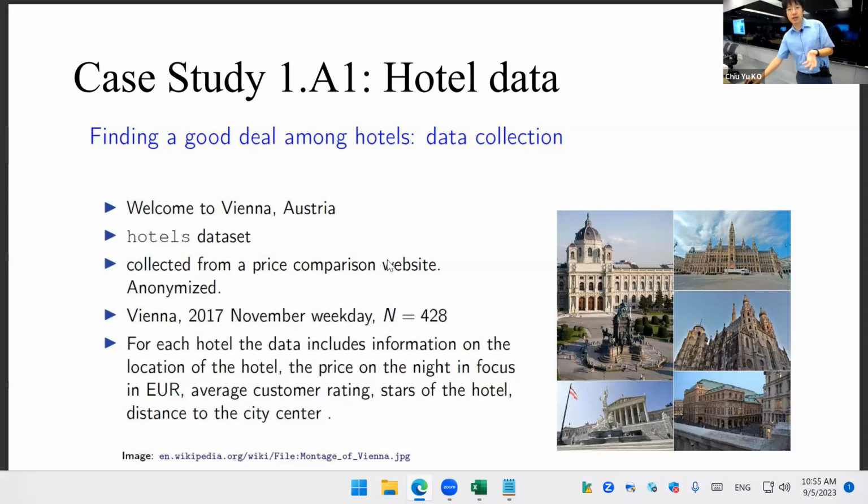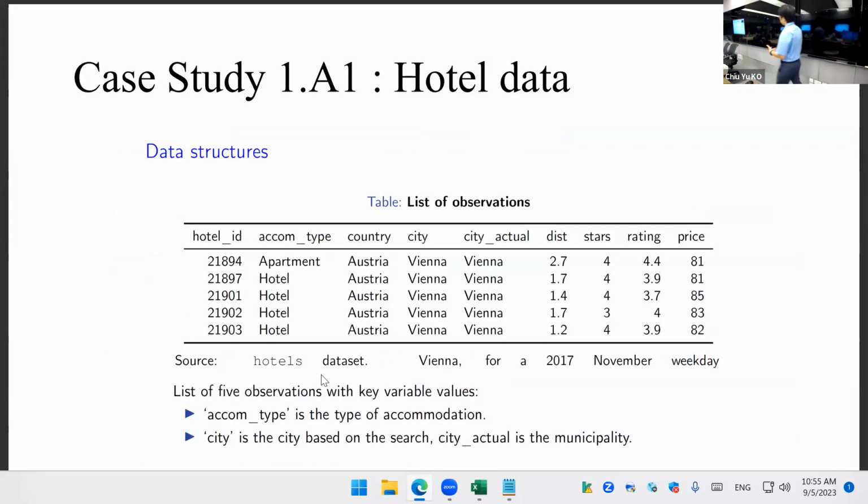They have a price comparison website, and one day they have 400 data points. For each hotel, they have data on where the hotel is, what the price is, what the consumer rating is, how many stars, and how far it is from the center. Okay, so this is a data structure. This is called a data table, because you can see this is exactly like an Excel table, right? This is what we call the data they work on. Horizontally, each row is an observation, and each column is a variable or feature.